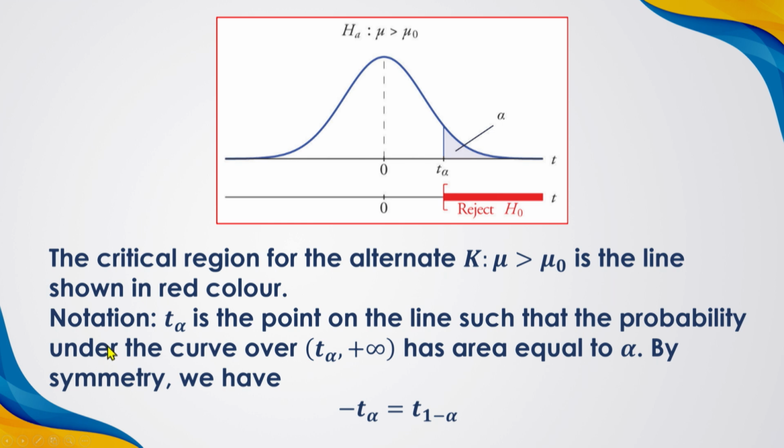So, we say the area under the curve over (t_alpha, plus infinity) is equal to alpha. Please note that t_alpha is not just a number, it will depend upon the degrees of freedom nu, which is not shown here to avoid confusion. By symmetry, we will have minus t_alpha equal to t_(1 minus alpha), because you can see that the curve is symmetric; whatever you find here you can find the same value on the left hand side. So, the relationship is minus t_alpha equal to t_(1 minus alpha).